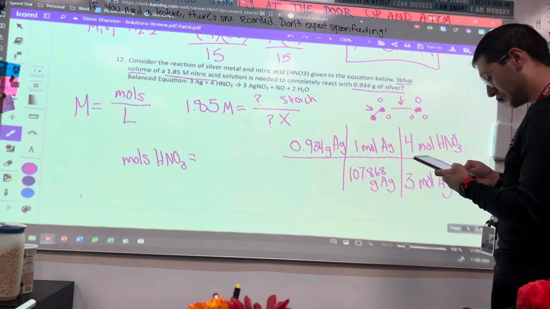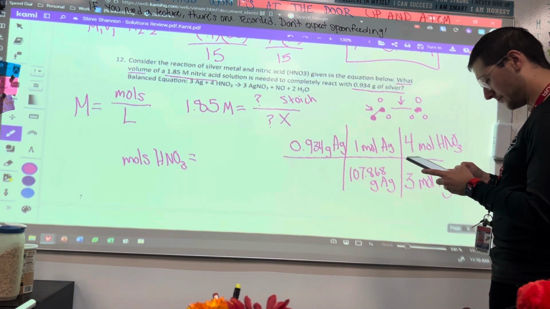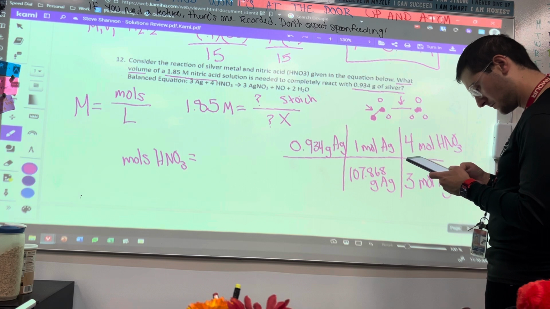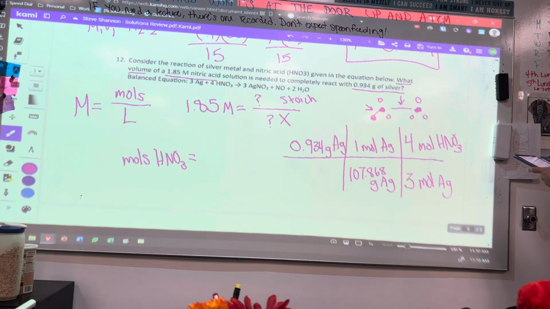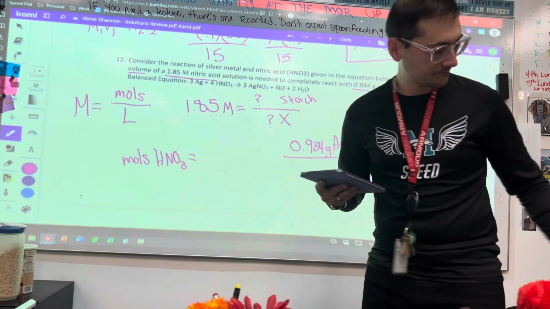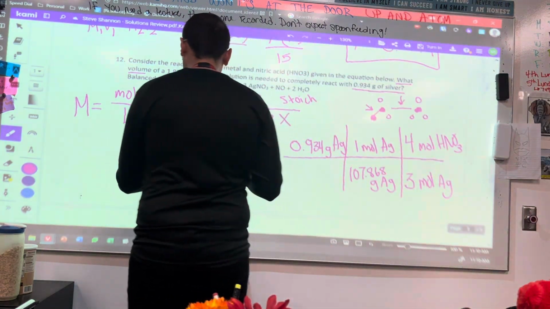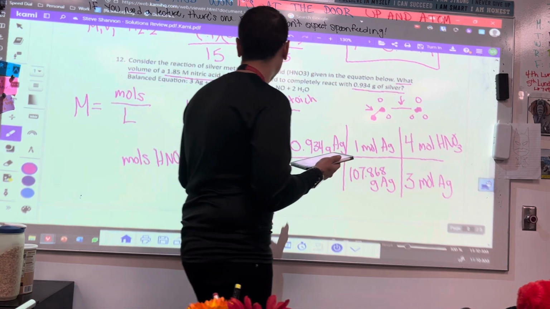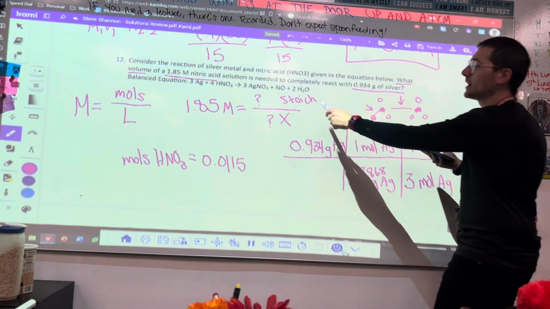So I'm using real Desmos now. 0.934 times 1 times 4 all over 107.868 times 3 equals 0.0115 moles HNO3. So that will go up at the top here.